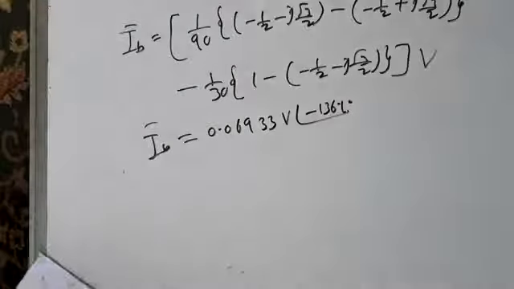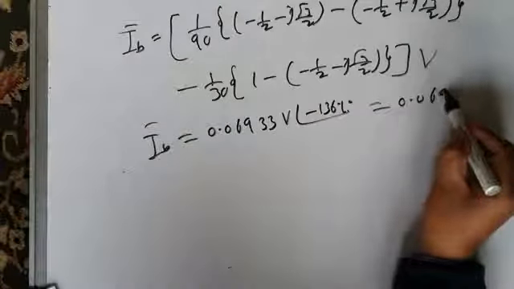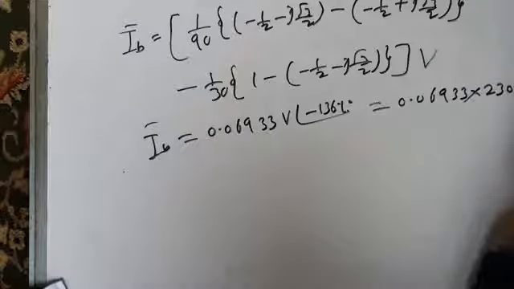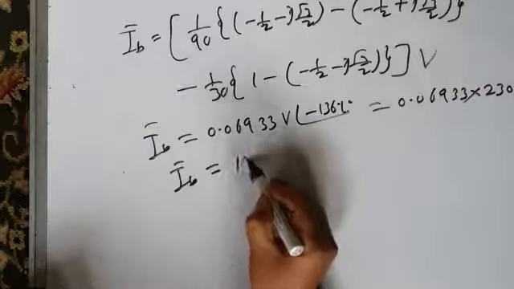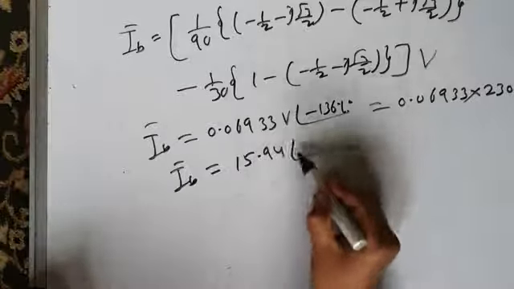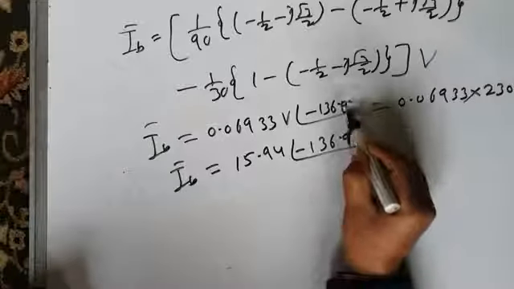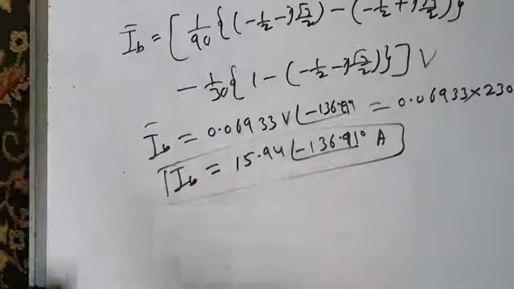When you solve this, it is 0.06933 into V, where V is 230 volts, at an angle of -136.1 degrees. So that will give you IB equal to 15.94 at an angle of -136.1 degrees amps. So this is the same value which we found a few moments back.